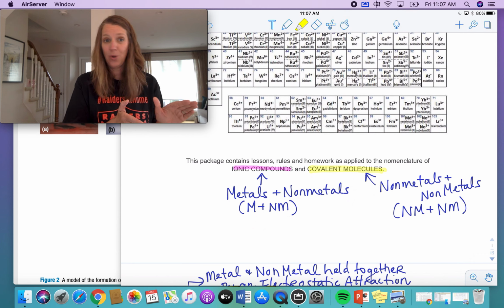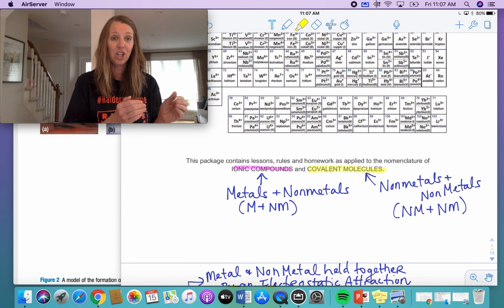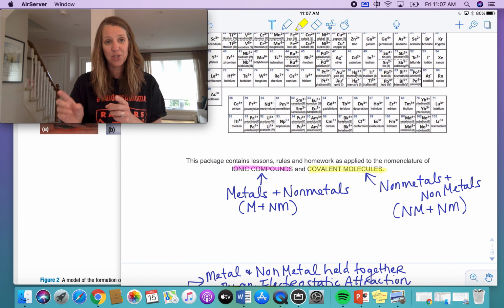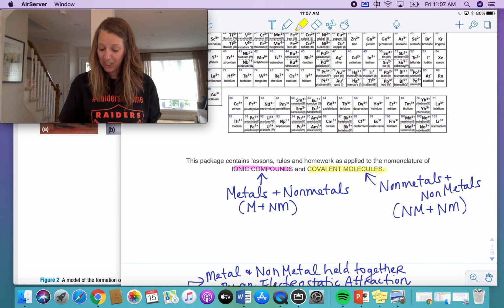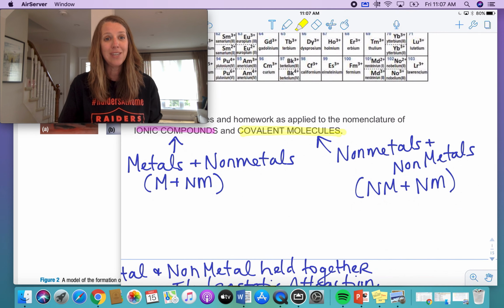Okay, we're going to spend the whole week on naming ionic compounds because they're a little tricky when you look at the charges putting them together. Then the next part of nomenclature, the second part of the package, is a little bit easier and a little more fun. We're going to look at naming the covalent molecules.